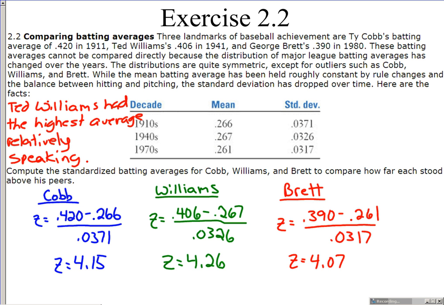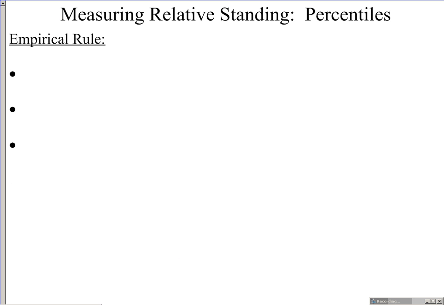So a z-score allows us to compare things like this that have different means and different standard deviations. It allows us to come up with a standardized value that allows us to compare amongst generations here or anything else that we may want to compare.